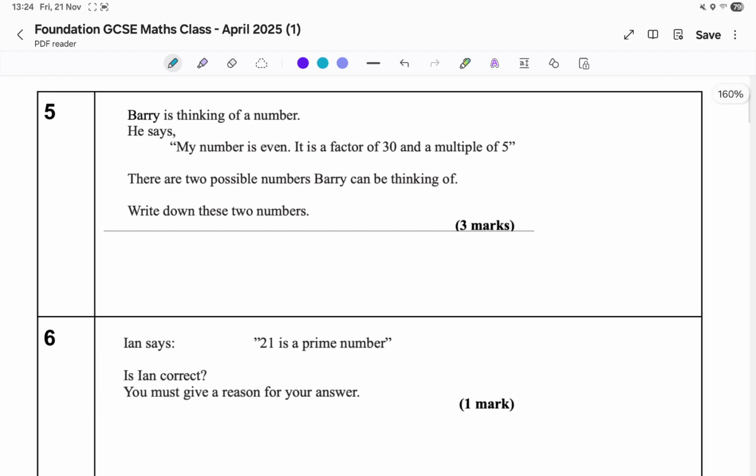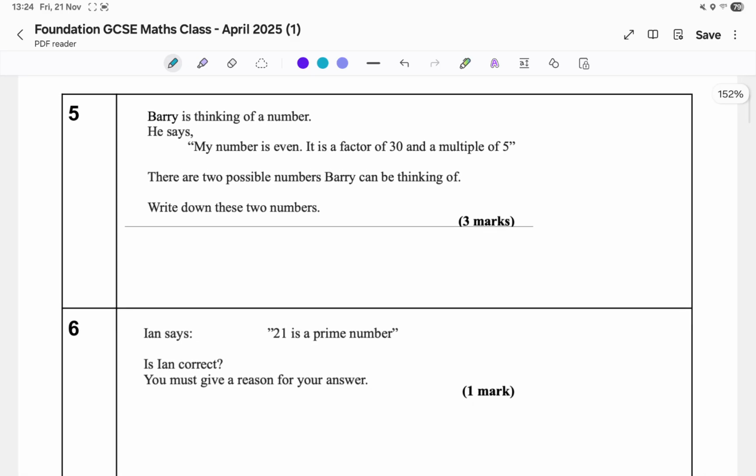This is factors and multiples. So Barry is thinking of a number. He says, my number is even. It is a factor of 30 and a multiple of 5. There are 2 possible numbers Barry can be thinking of. Write down these 2 numbers. So with this question, you just have to write everything down and see which number satisfies all 3 conditions.